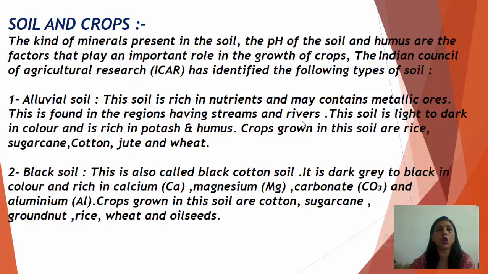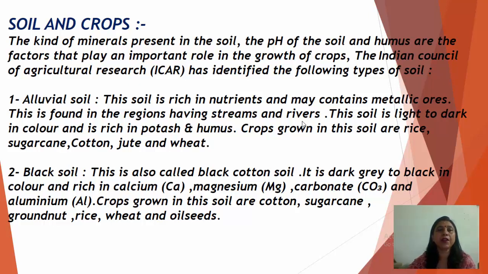Now soil and crops. The kind of minerals present in the soil, the pH of the soil and the humus are the factors that play an important role in the growth of plants or crops. Means किस तरीके के plants किसी particular type of soil में grow करेंगे, किस पर depend करता है? The kinds of minerals present in the soil, number 1. Number 2, the pH of the soil. And number 3 is the humus.